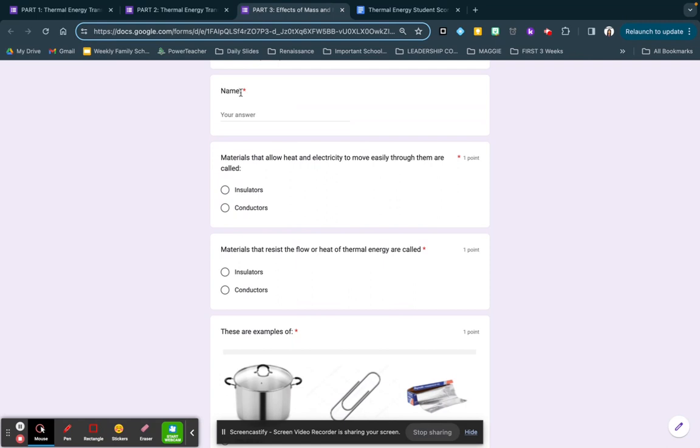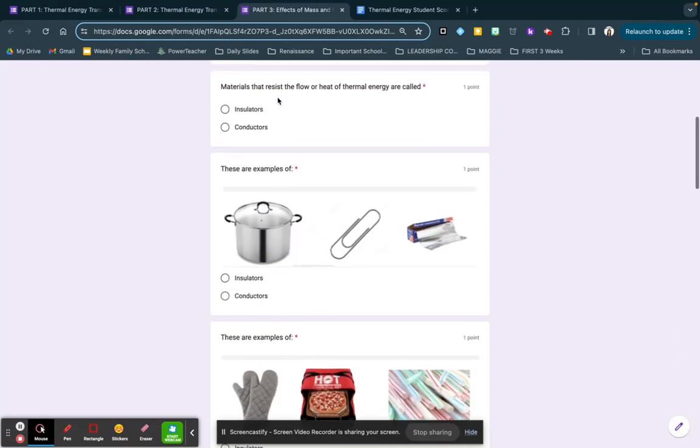So again, put your name, right? First question, materials that allow heat and electricity to move easily through them are called what? Insulators or conductors? Heat and electricity can move easily through them. Materials that resist the flow of heat or thermal energy are called what? Okay, so they slow down or try to stop thermal energy from being transferred. Is that an insulator or a conductor?